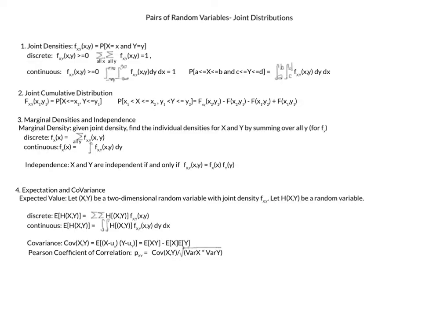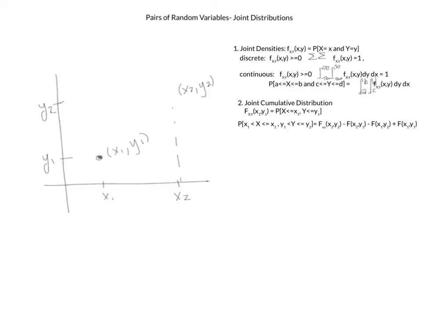So we want to do something similar for the cumulative distribution for this joint CDF. We want to be able to find the probability that x is between x1 and x2 and y is between y1 and y2. So here I have my plot of x1, x2, y1, y2, and here's my point x1, y1, here's my point x2, y2. And now we want this probability rectangle that I'm going to shade over here.